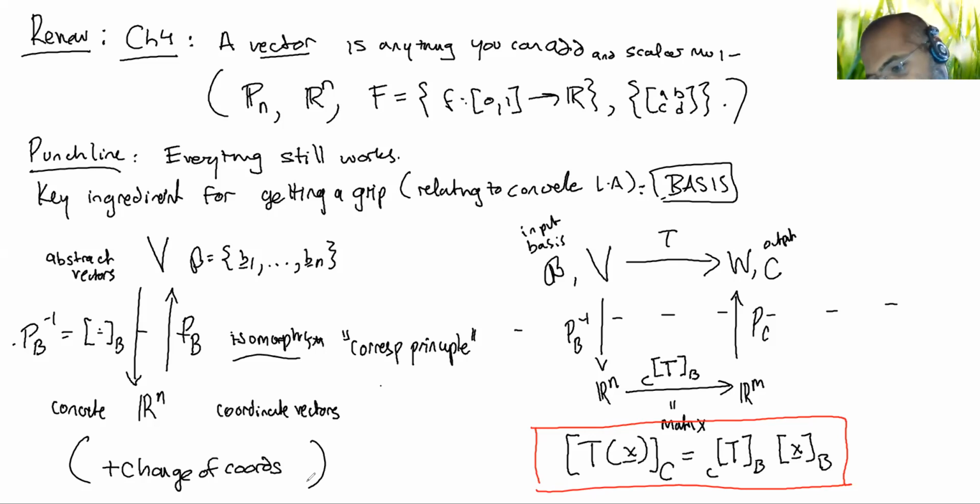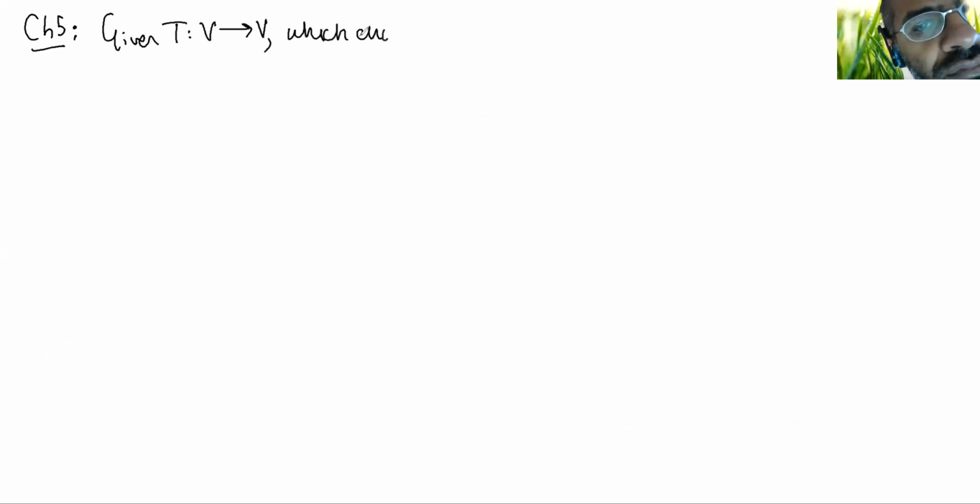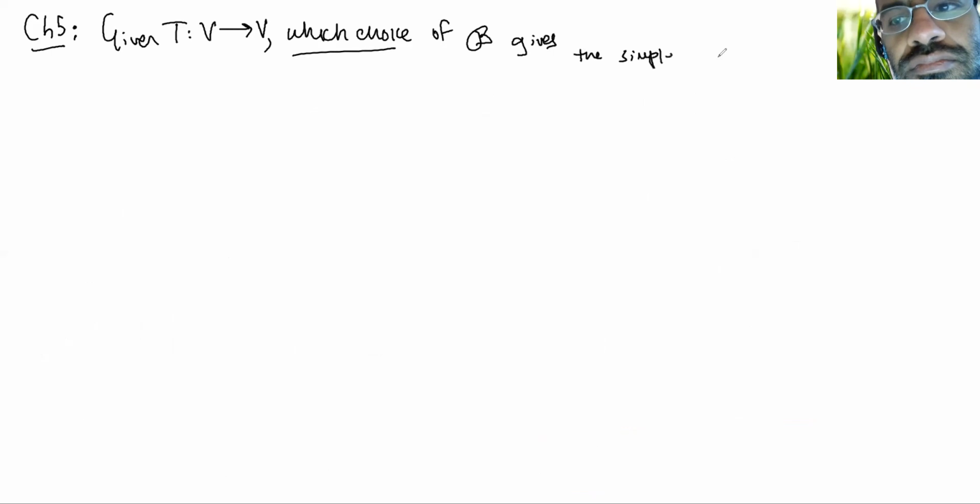But let me now say how this connects to chapter 5. So chapter 5 is really motivated by the following question: given a linear transformation T from V to V, which choice of input and output bases B gives the simplest matrix? And by now, I really want the same basis for both the input and the output space.